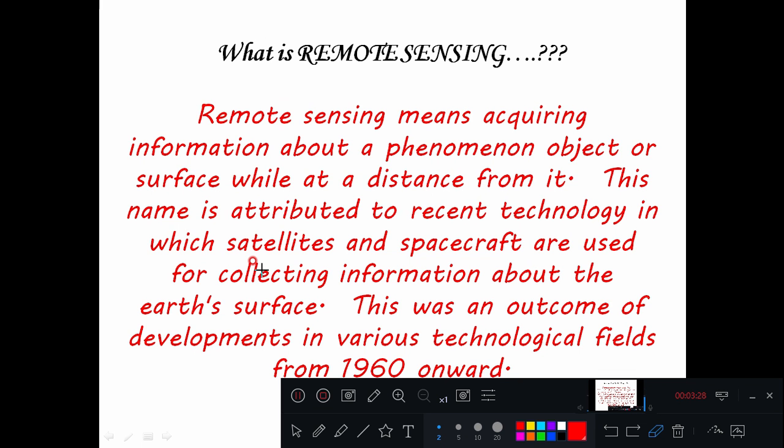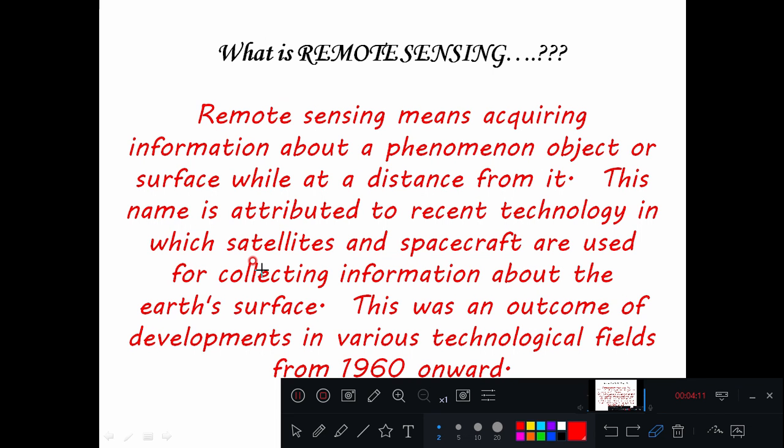Remote sensing is a method which employs electromagnetic radiation. It is based on the electromagnetic radiations emitted by all objects, and we collect information about that object with the help of the electromagnetic radiations emitted by it. This name is attributed to the recent technology in which satellites and spacecraft are used for collecting information about the Earth's surface.